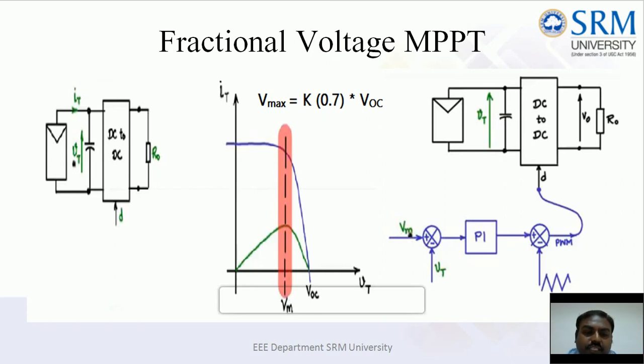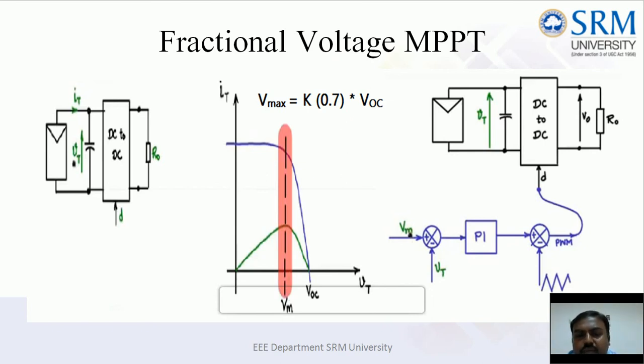So let me explain this fractional voltage MPPT algorithm. So you have a PV panel and you have a DC-DC converter and you have a load. This DC-DC converter is regulated by a PWM pulse or a duty cycle, and this duty cycle is nothing but a duty cycle exerted out from an MPPT algorithm. So this fractional voltage MPPT algorithm resembles from the PV curve. You imagine a PV curve that has been shown here.